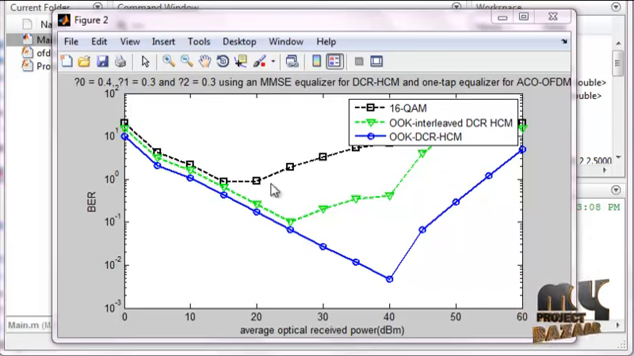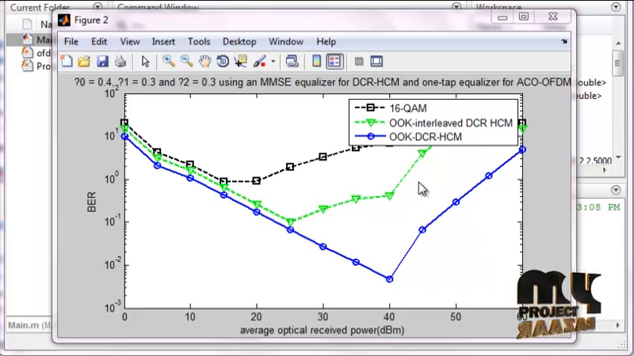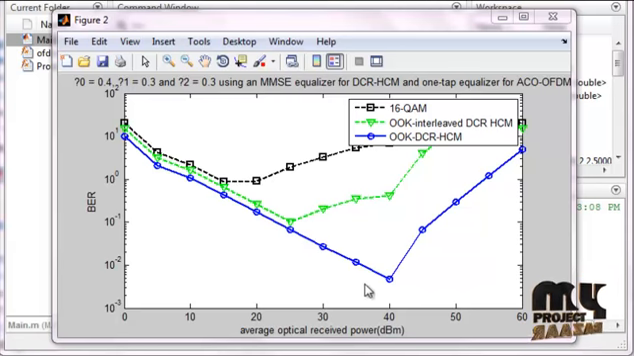In this figure, 16 QAM is quadrature amplitude modulation, and the interleave DCR HCM: DCR is DC reduced HCM, a Hadamard-Coded Modulation scheme. The DCR is indicated in blue color, and green is the interleaved DCR HCM. The 16 QAM is the existing work, and these are the proposed work versus the average optical received power. Here the y-axis is BER, the bit error rate. Finally we find the equalization of the MMSE equalizer for DCR HCM and the one tap equalizer for ACO OFDM.